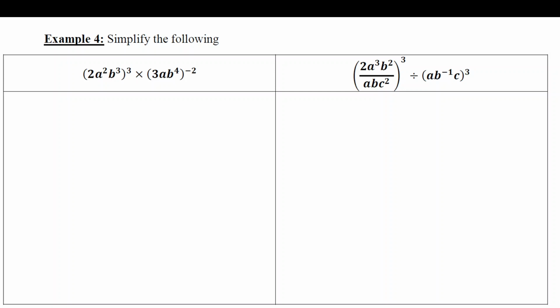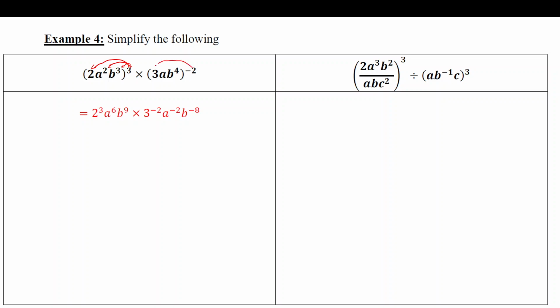Okay, nearly done. Two more examples for this lesson. There's a few index laws going on here. We've got negative indices, we've got raising powers to powers, and we've got simplifying using index law 1. So the first thing we're going to do is try and get rid of these brackets. I'm going to multiply this 3 with each different section. So it should be 2 to the 3, which is eventually going to become 8, a to the 6, and b to the power of 9.